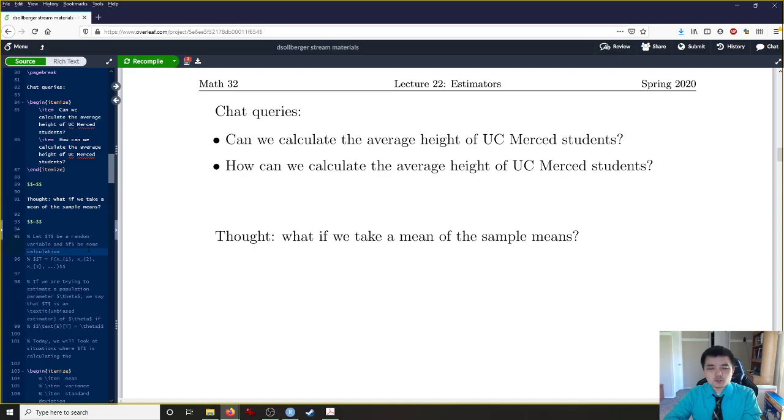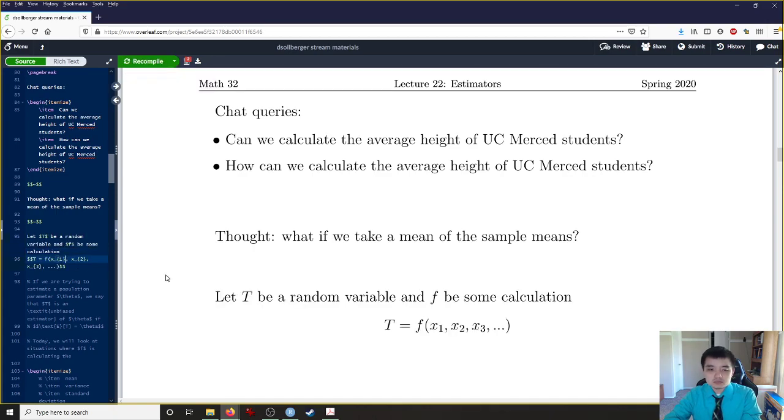Now, I'm going to try to explain this concept of estimators in a fairly straightforward way, but just for a couple minutes here, just for the sake of rigor, I'm going to introduce some notation. So we're going to let capital T be a random variable and f, as usual, be some function, some calculation. These lowercase x's were the observations. In the previous example, these were student heights.